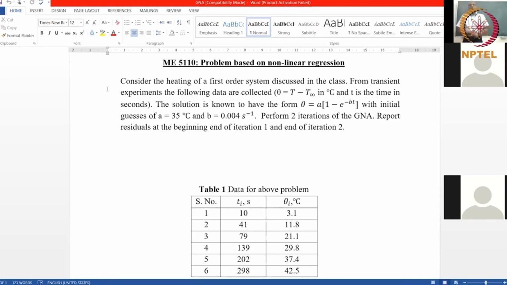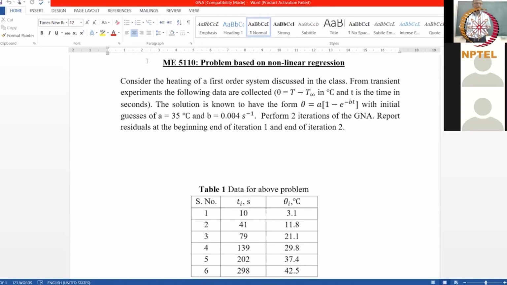Okay. Problem number 10. I will read out the problem. You have to copy this. Consider the heating of a first order system discussed in the class. Suraj, only this problem sheet without the solution, convert to PDF and send it by email and WhatsApp to everybody after the class. Very good. Okay.